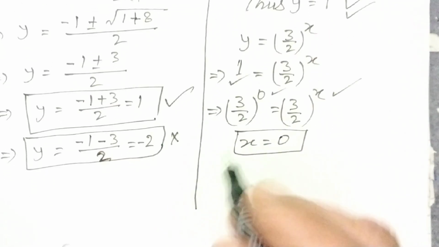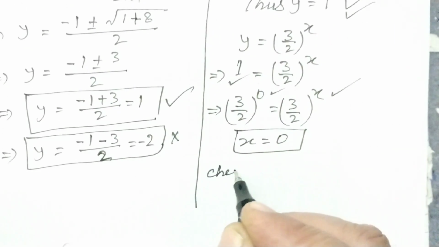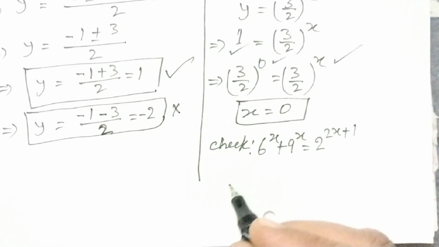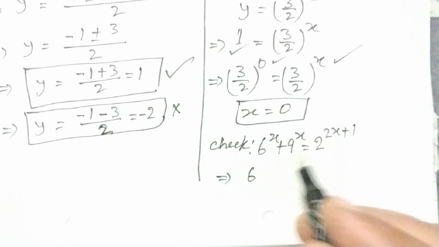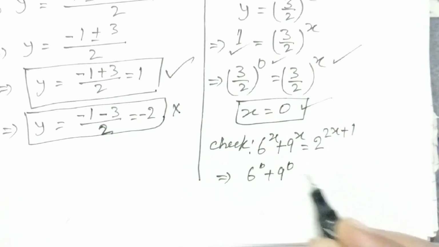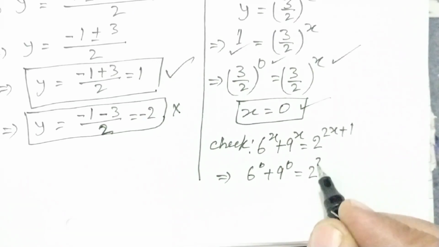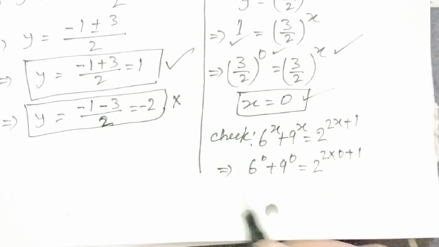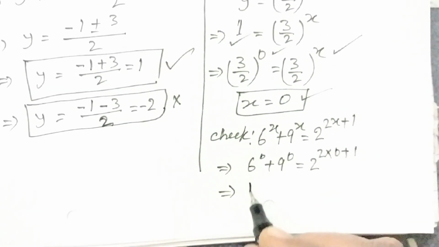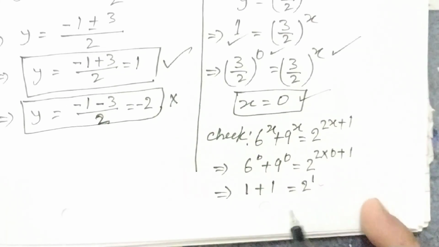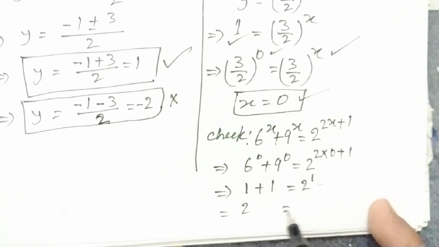right? If we check 2x plus 1, right? So 6 to the power 0 plus 9 to the power 0 is equal to 2 to the power 2 into 0 plus 1, right? So 1 plus 1, here 2 to the power 1, right? So 2 is equal to 2.